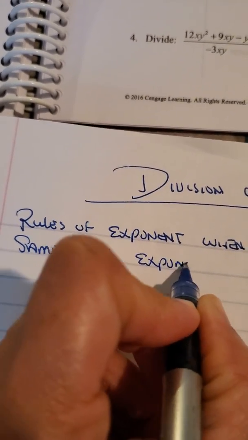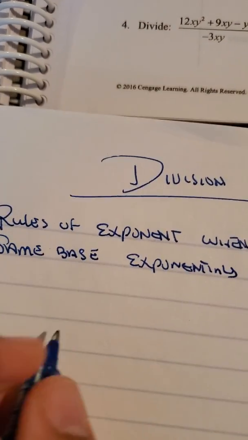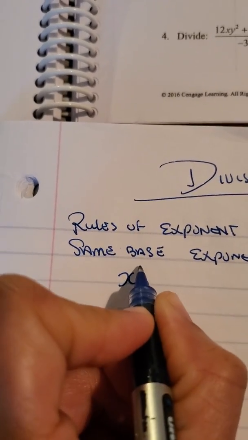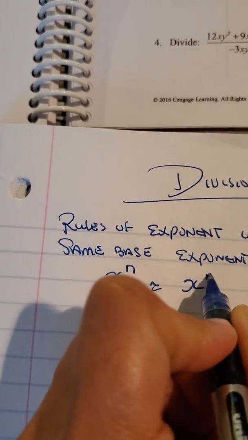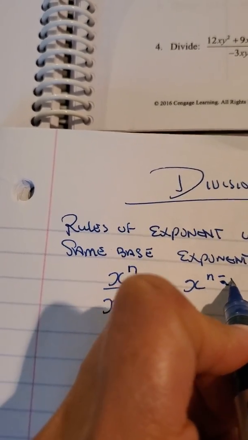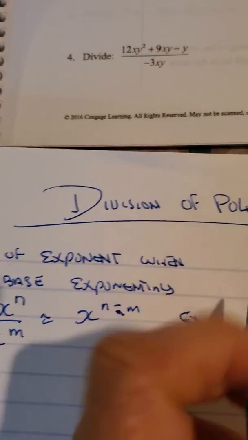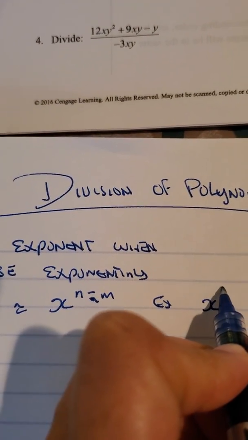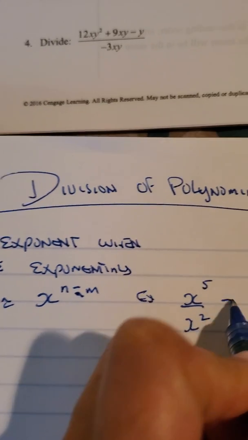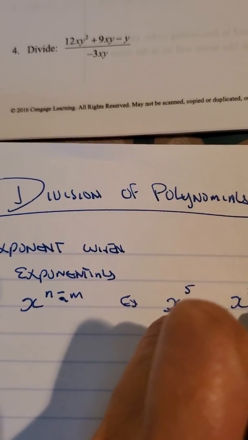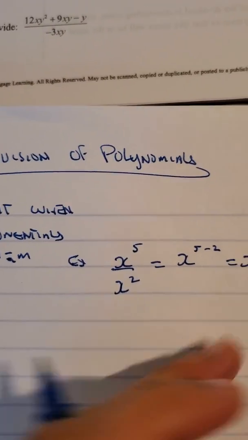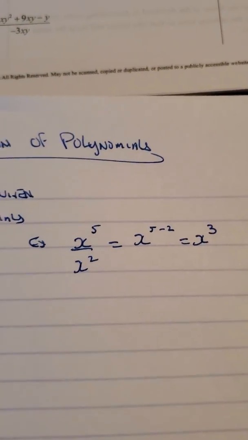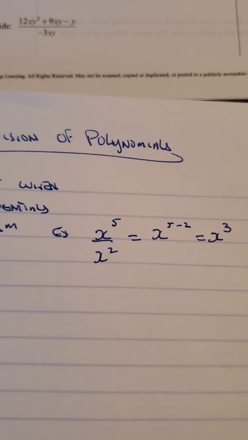exponentials. So remember, we said if we have the same base, x to the n over x to the m is the same as saying x to the n minus m. So for example, x to the 5th power over x squared is the same as x to the 5th minus 2, which is x cubed. And we proved how this formula came about in my videos on rules of exponent.